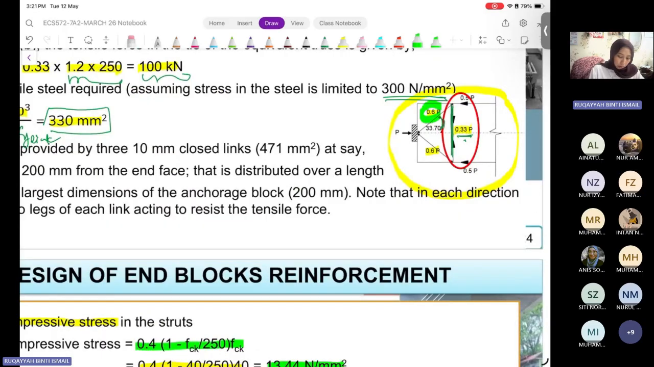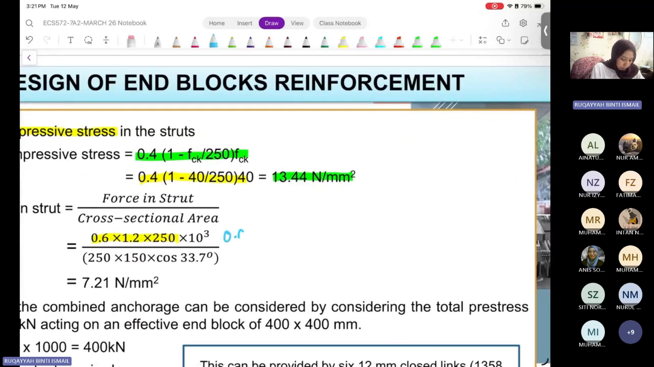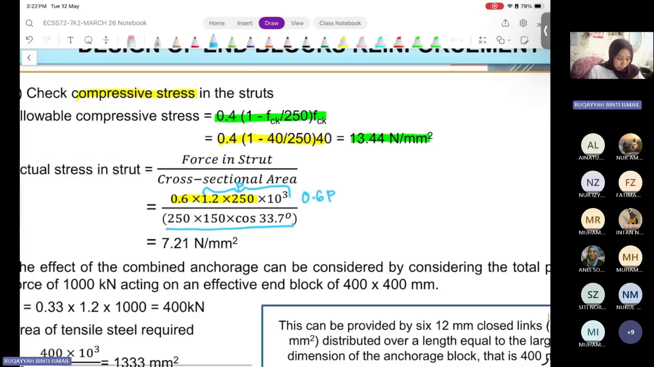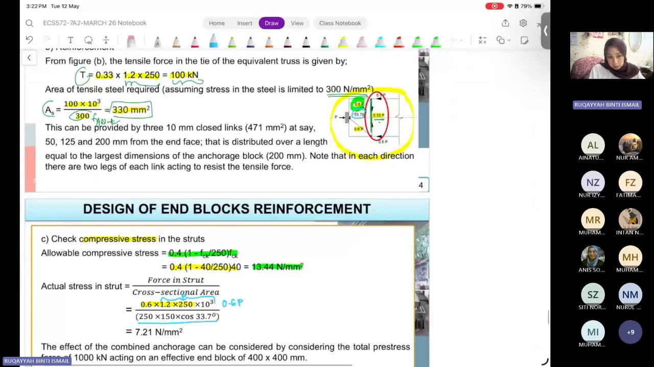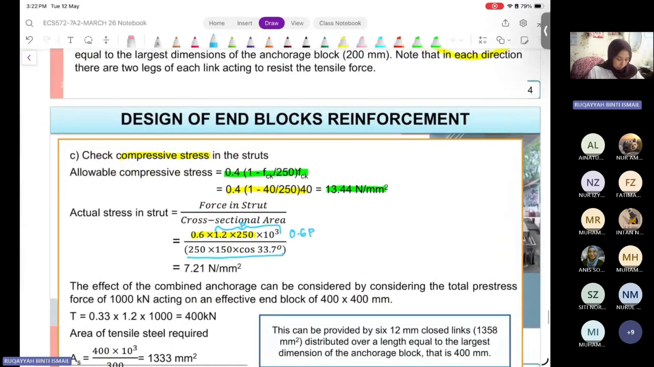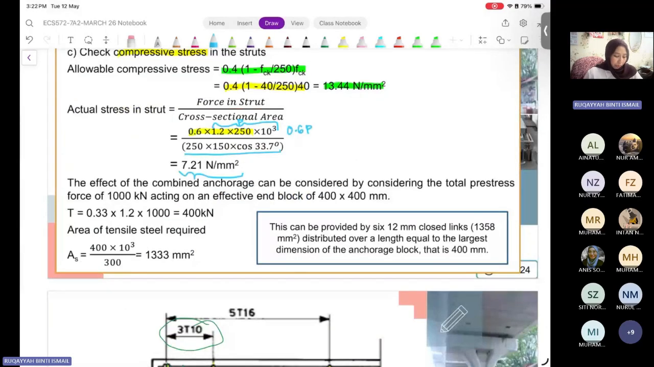This is the force in the strut. So we have 0.6 P, and this is all P values, by considering 1.2 as the gamma P, and divide by your cross-sectional area. The cross-sectional area is 250 multiplied with 150, which is the size, and cos 33.7, which is this part. That will be the cross-sectional area of the distribution of the force for the compression part. Then you will get the total actual applied stress of 7.21.